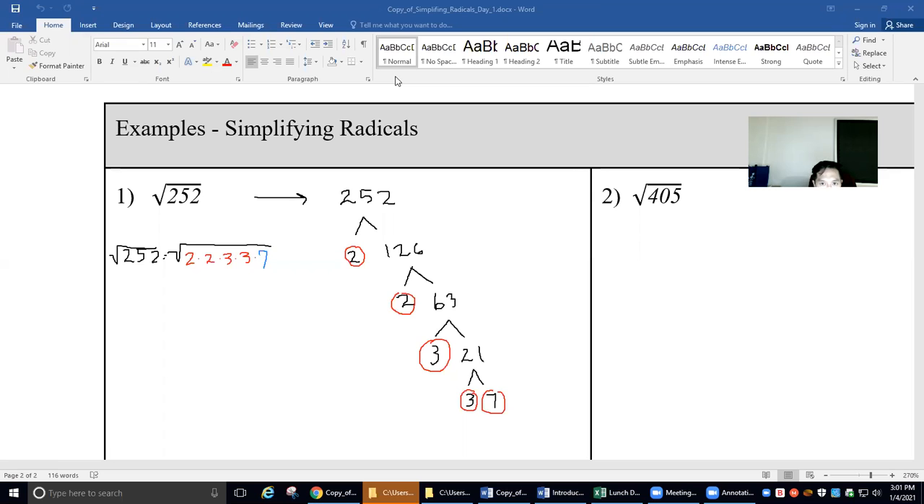What this helps me to do, it helps me to see that if I have more than a pair of the same numbers being multiplied, I can multiply those numbers together to get one big factor number. So I will have the square root of 2 times 2 is 4, times 3 is 12, times 3 is 36. Then times my blue Lone Ranger right here.